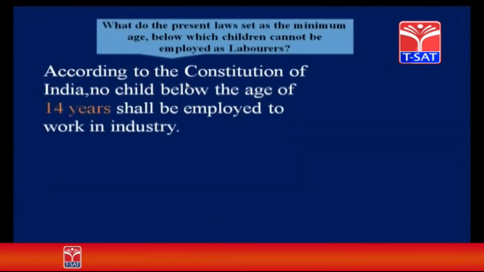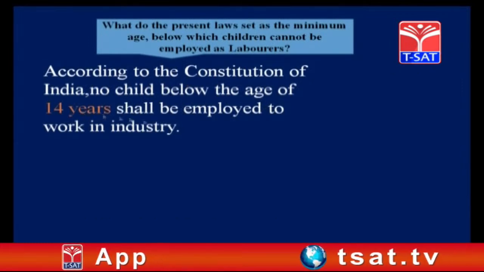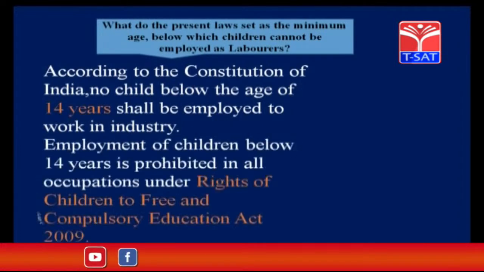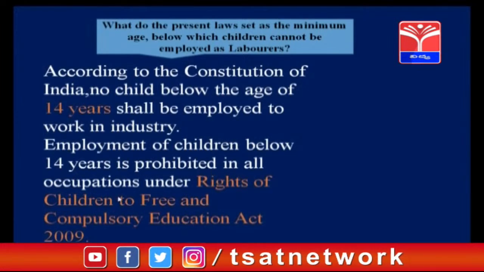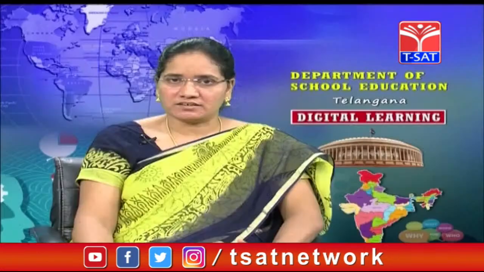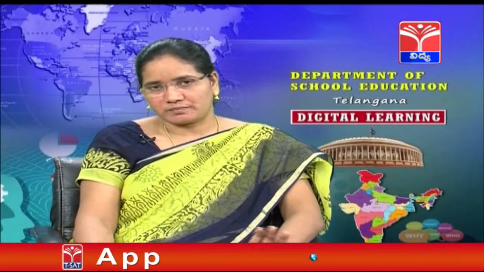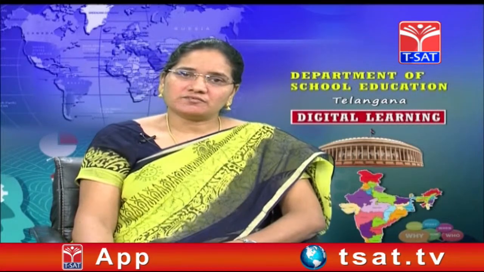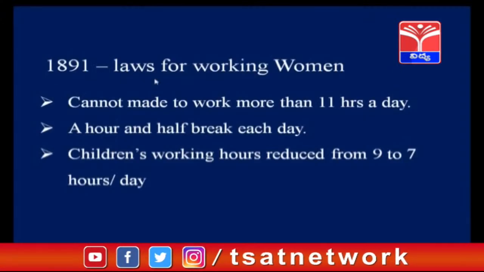According to the Constitution of India, no child below the age of 14 years shall be employed to work in the industry. And the employment of children below 14 years is prohibited in all the occupations, whether it is a factory, industry, agriculture or domestic, under the Rights of Children for Free and Compulsory Education Act 2009. And in 1891 the laws were made for working women.